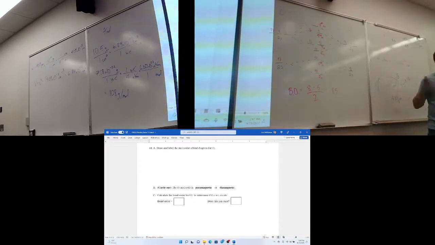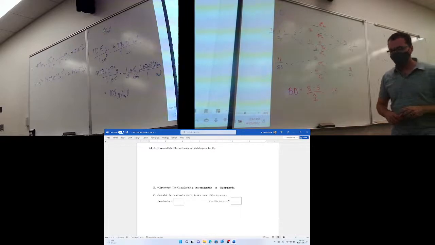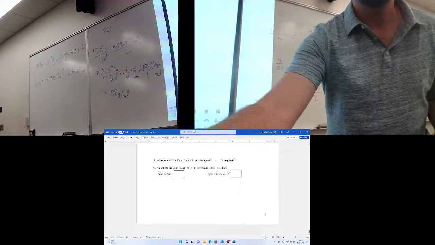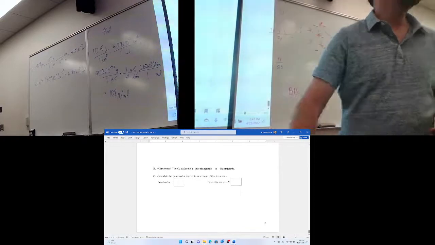And it's weaker than regular O2. Regular O2 has a bond order of 2, a double bond. But once you add the extra electron, it weakens the bond. So it's weird. Sometimes adding electrons strengthens the bond, sometimes it weakens it. In this case, it weakens it. So, does it exist? Yes. As long as the bond order is greater than 0, it's going to exist. Oh, and we're done. We've reached the end.